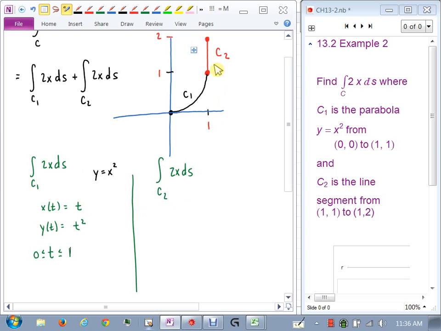Let's get the parametric representation of C2. Maybe this one is so easy it's hard. A vertical line does not have an equation y equals anything. Like, right? It's not y is a function of x. Yes?